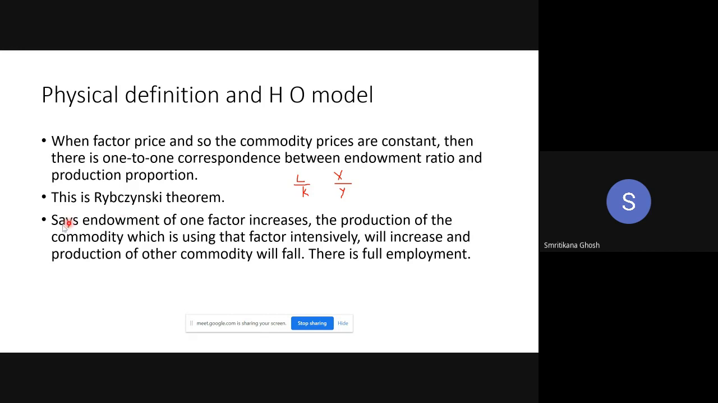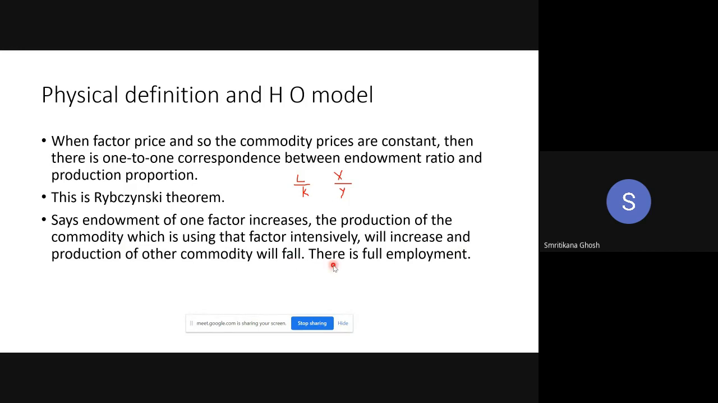Look at the third bullet. If the endowment of one factor is rising, the production of the commodity which is using that factor intensively will rise, and the production of the other commodity will fall. The assumption is also there that there is full employment.